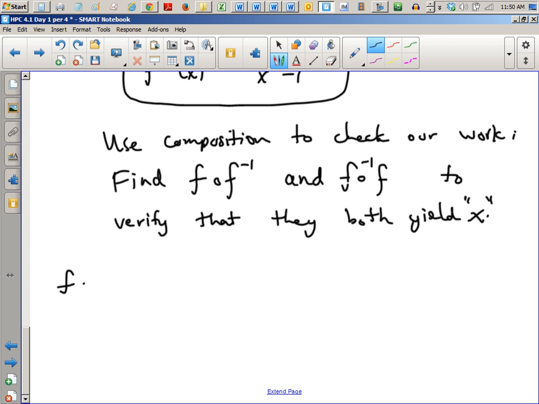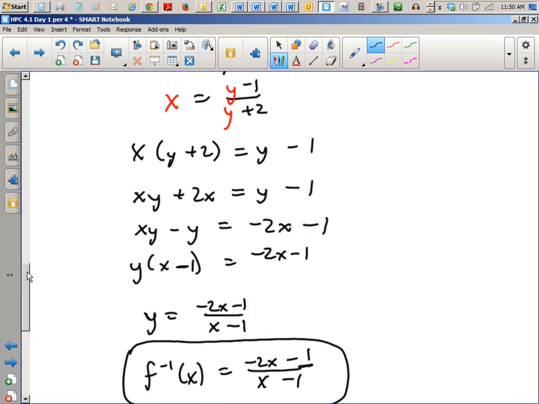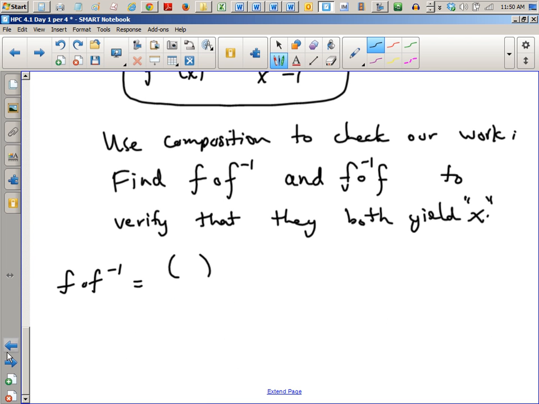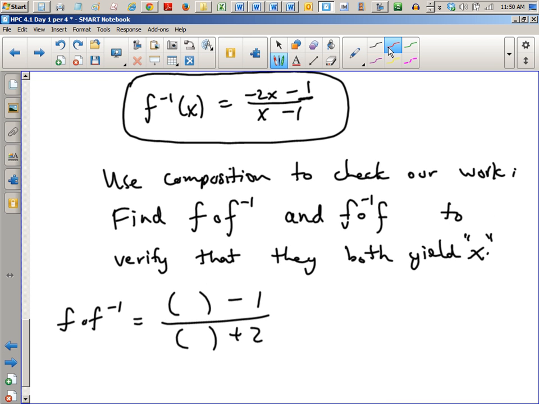First, let's find f of f inverse. So f of f inverse is going to have the structure of f, which is x minus 1 over x plus 2. So it's going to have the structure of f, but it's going to have f inverse plugged in. So there's going to be a minus 2x minus 1 over x minus 1 here, and here, minus 2x minus 1 over x minus 1. That's f of f inverse.